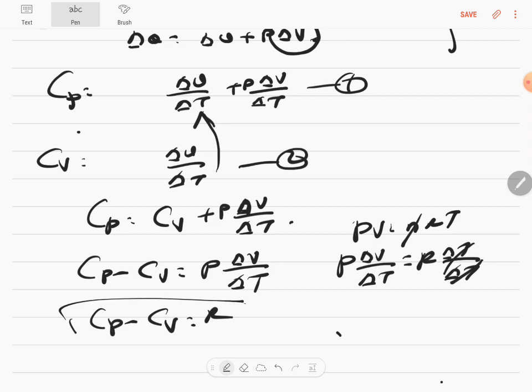So Cp minus Cv is equal to R. If they give you the specific heat at constant volume, you can find Cp. R is nothing but 8.31 joule per mole per Kelvin.